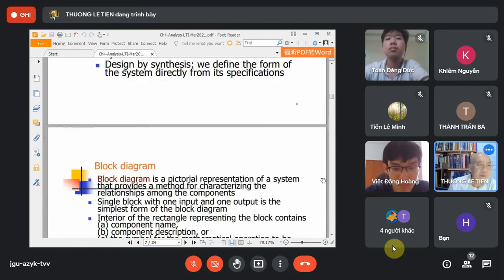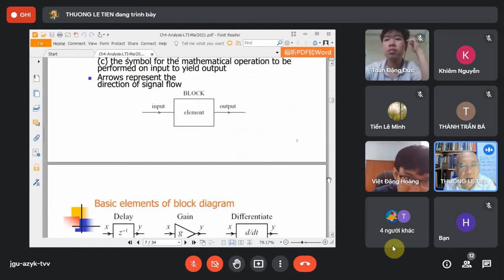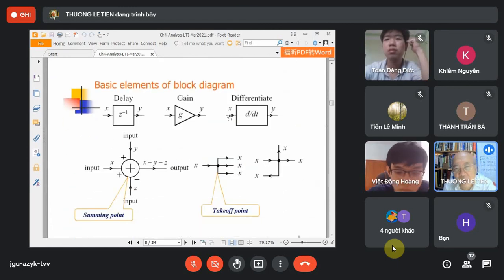Okay, block diagram. So block diagram, all of you would know. I just show you that is the basic elements of block diagram. We have delays block.